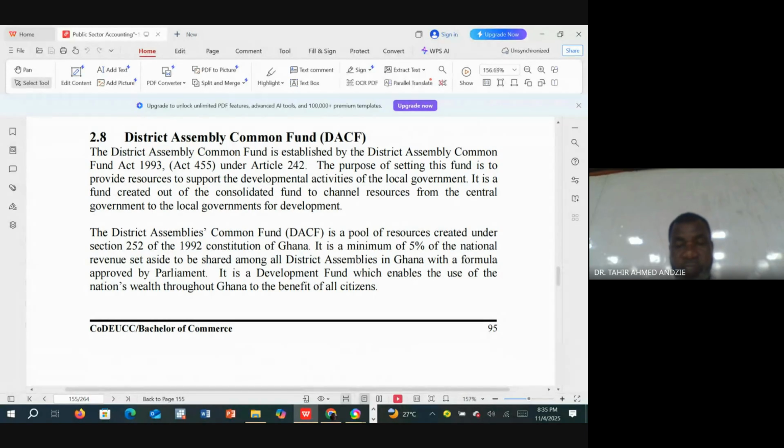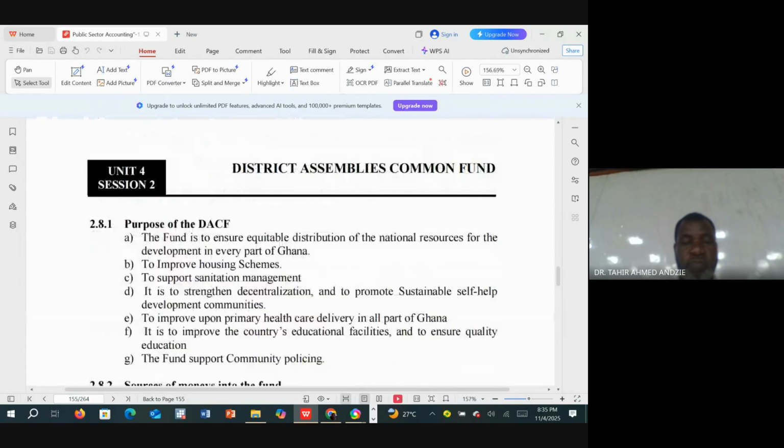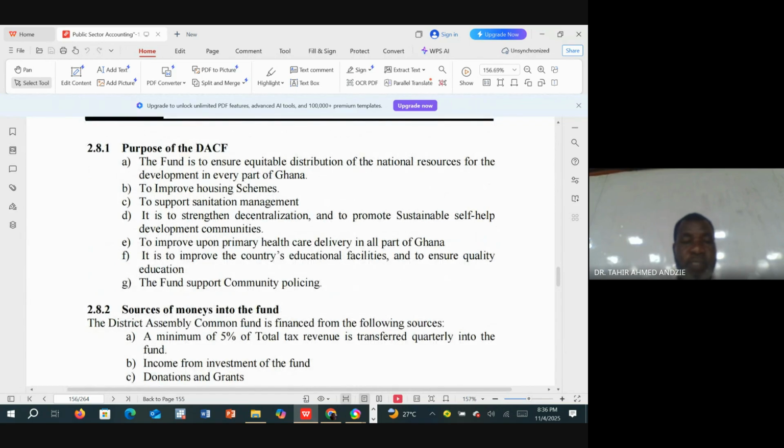It is a development fund which enables the use of the nation's wealth throughout Ghana to the benefit of all citizens. So the purpose of the fund is to ensure equitable distribution of national resources for the development of every part of Ghana. That's why we call it the assembly common fund. Once we have divided the country into the various districts, we share the revenue generated for the government equitably for the development of all parts of Ghana, right?